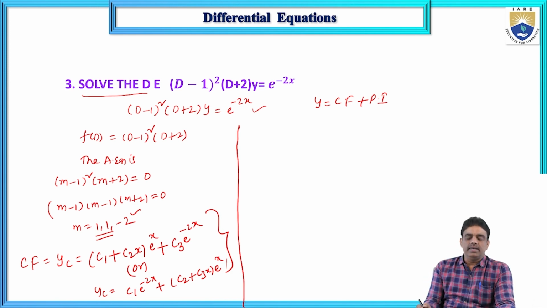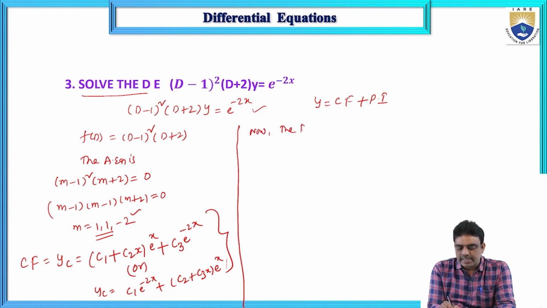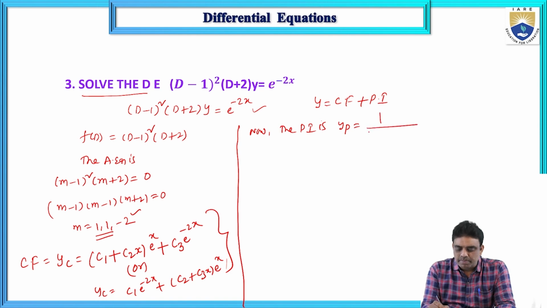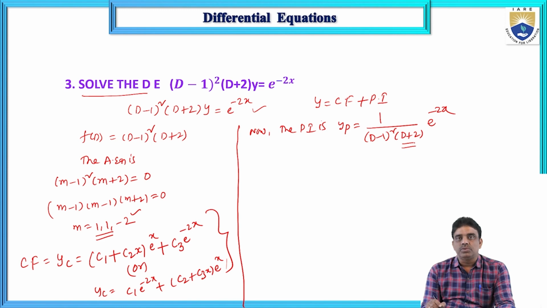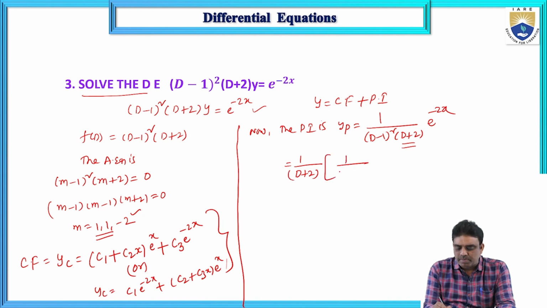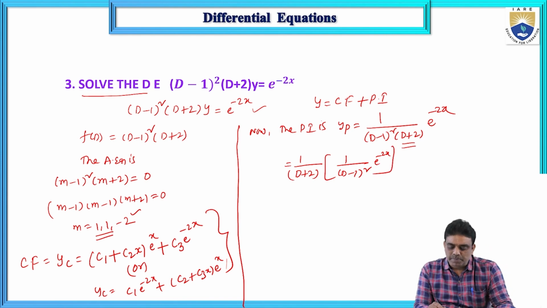Now we have to find the particular integral. Now the particular integral, yp, is equal to 1 by d minus 1 whole square of d plus 2 of e power minus 2x. If we replace d for minus 2, the value will be 0. So you first operate e power minus 2x with 1 by d minus 1 whole square and then operate with 1 by d plus 2. I am writing first e power minus 2x.